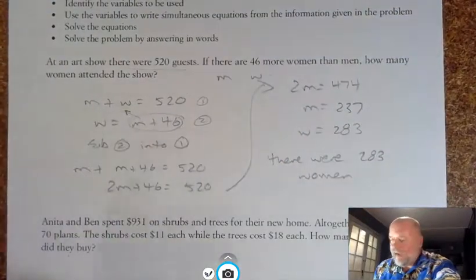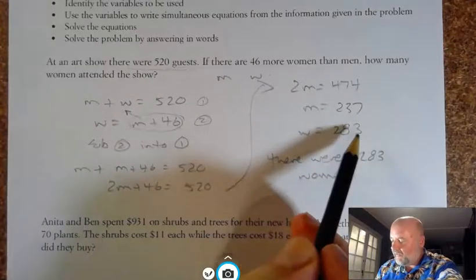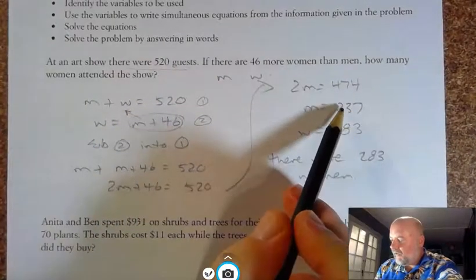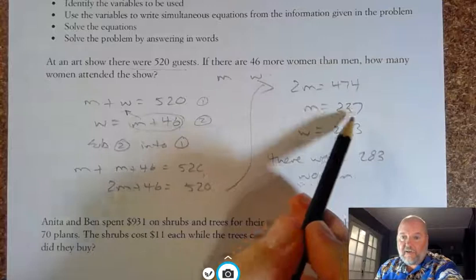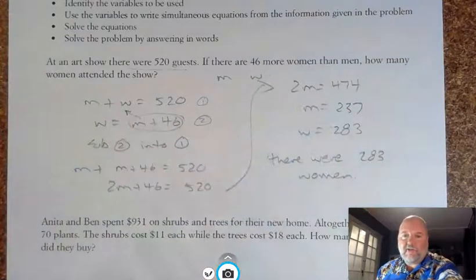How do I know this is true? Well, if I know that these two added together give me 520, I just need to check that there are actually 46 more women than men. So 237 plus 46 is 283, so there are definitely 46 more women than men. So it satisfies both of the conditions.